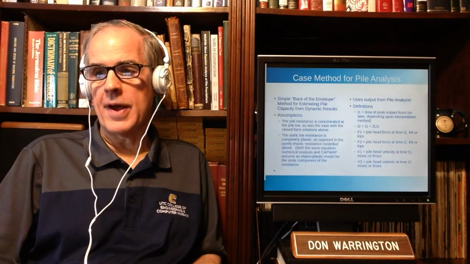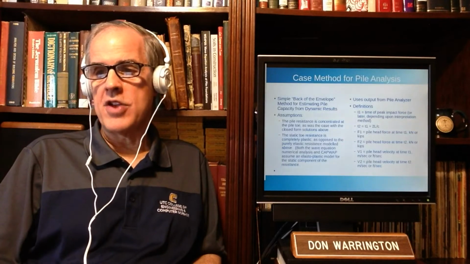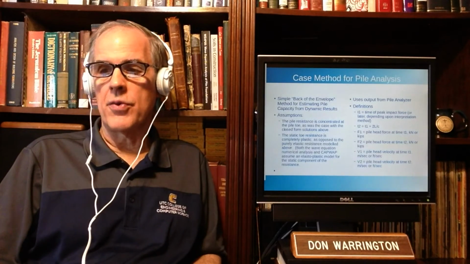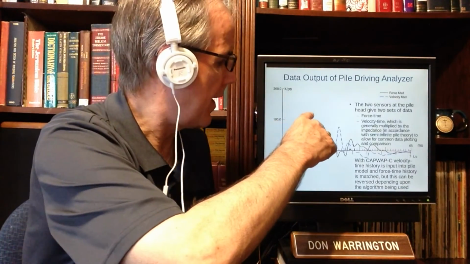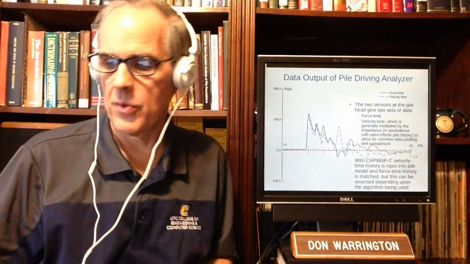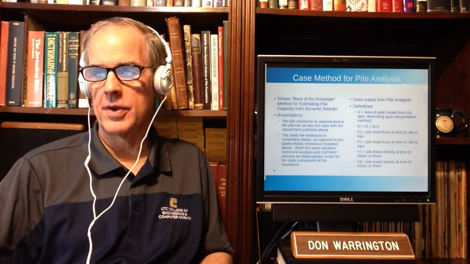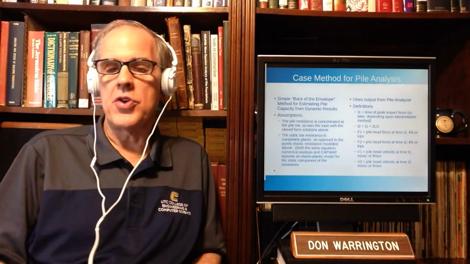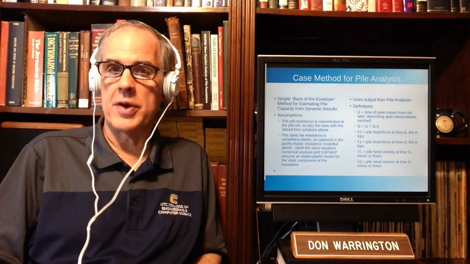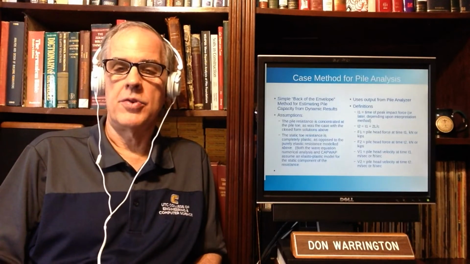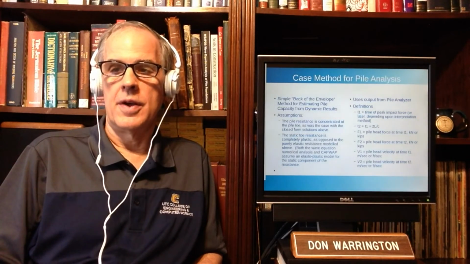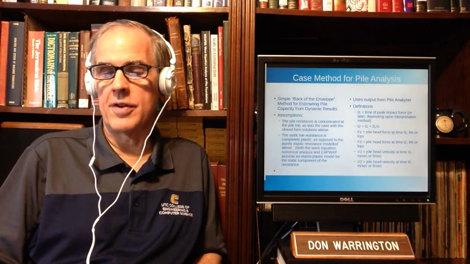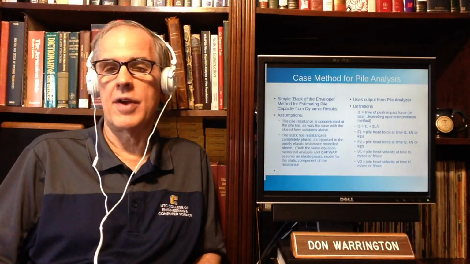It uses the output from the pile analyzer. Definitions. T1 is the peak impact force. In other words, if I go back to this, T1 is right here, the first peak impact force. T2 is T1 plus the time 2L over C. And 2L over C can be expressed in milliseconds, and T2 is T1 plus that many milliseconds, or however you want to do it.